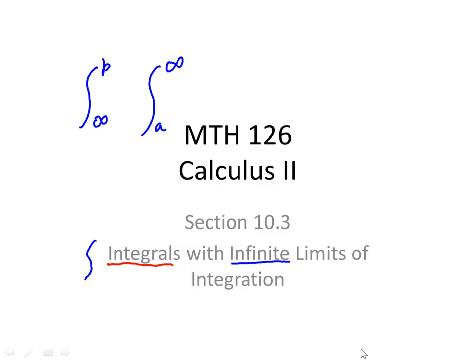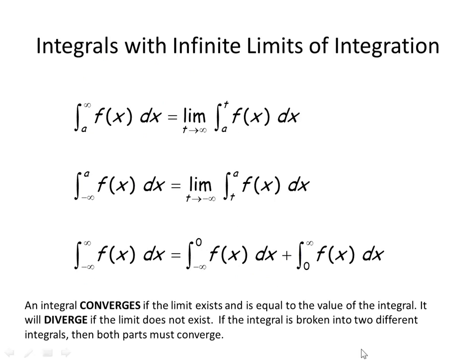Okay, with infinite limits of integration. So basically that big long title means that we're going to have integrals, antiderivatives, that have as one of your boundaries infinity. Infinity is either going to be your top boundary or your bottom boundary. Technically this would be from negative infinity to b, or a to positive infinity. Okay? So, what do you do?